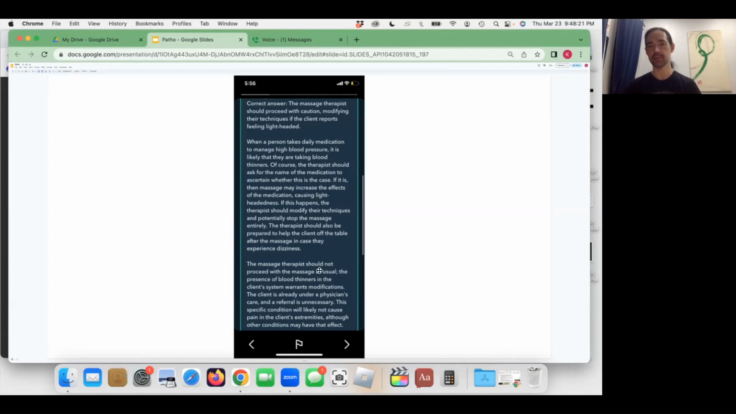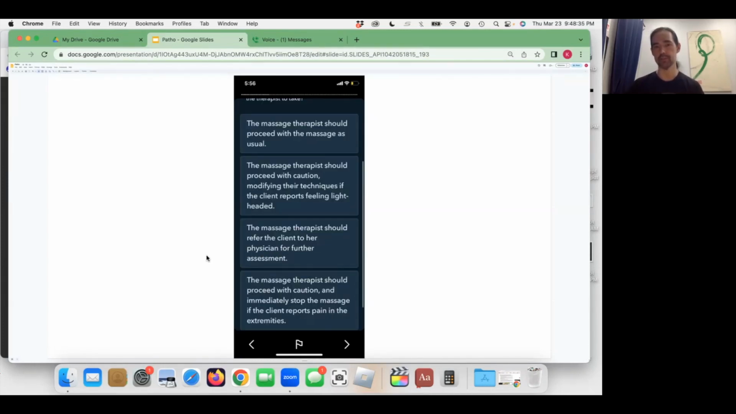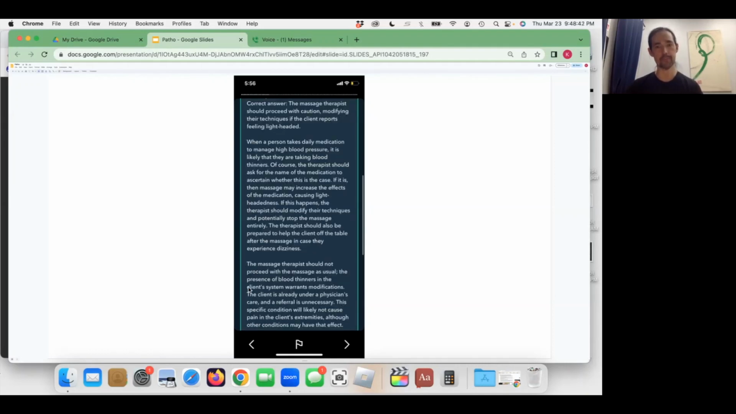The massage therapist should not proceed with the massage as usual. The presence of blood thinners in the client's system warrants modifications. The client's already under a physician's care and a referral is unnecessary. So you would not refer the client to the physician for assessment because the client has already been assessed by the physician and prescribed medications. The specific condition will not likely cause pain in the client's extremities, although other conditions may have that effect.